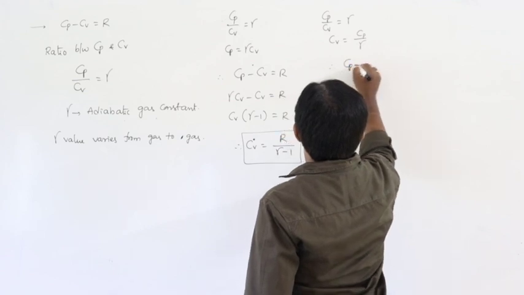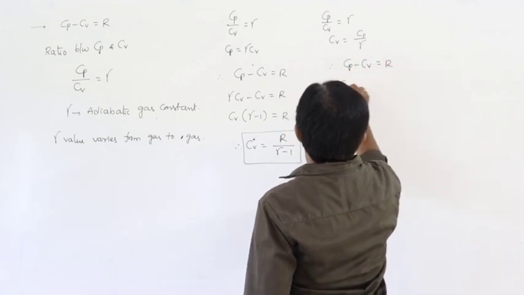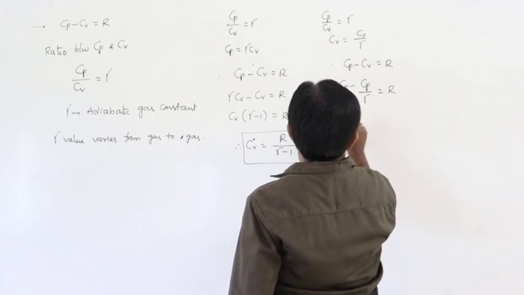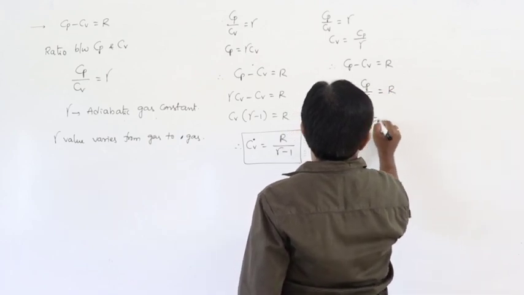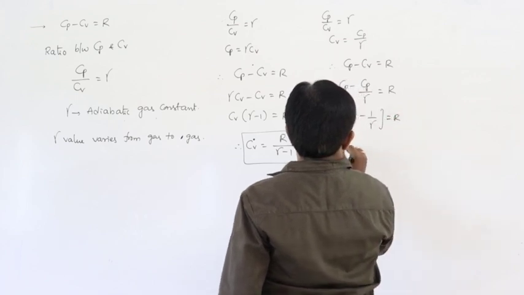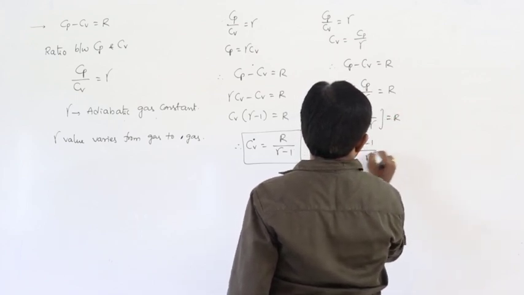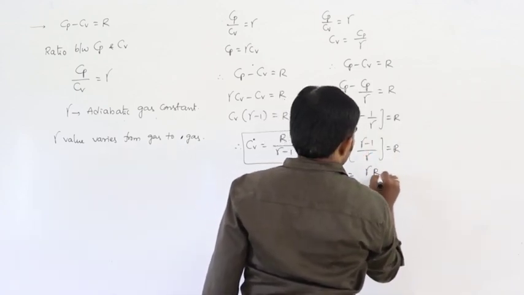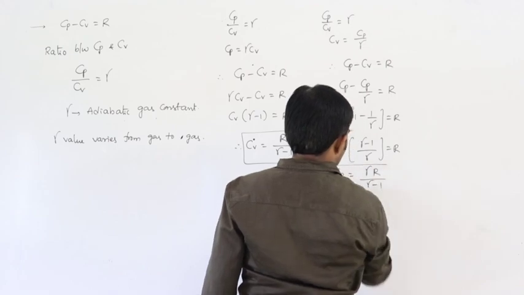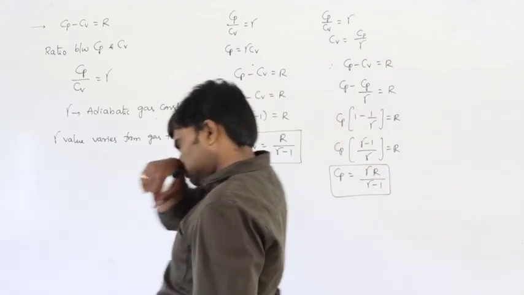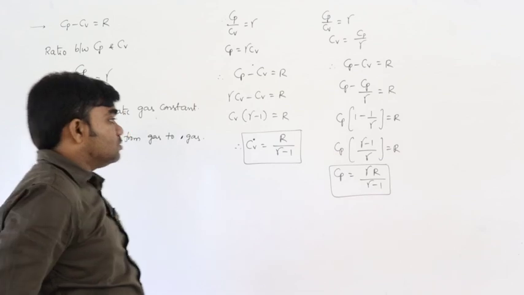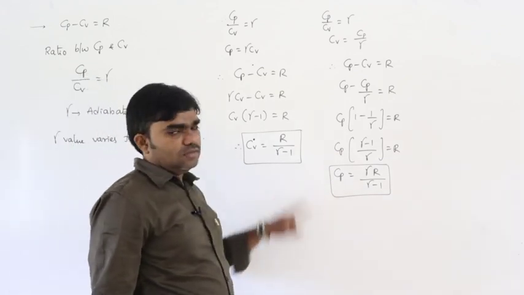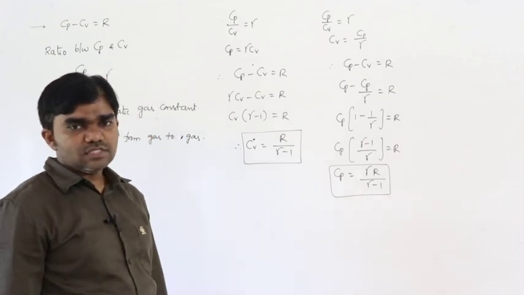Therefore, Cp minus Cv is equal to R, so Cp minus Cp by gamma is equal to R. Taking Cp common, 1 minus 1 by gamma is equal to R. Cp into gamma minus 1 by gamma is equal to R. Therefore, Cp is equal to gamma R by gamma minus 1. These are the two values of Cp and Cv.